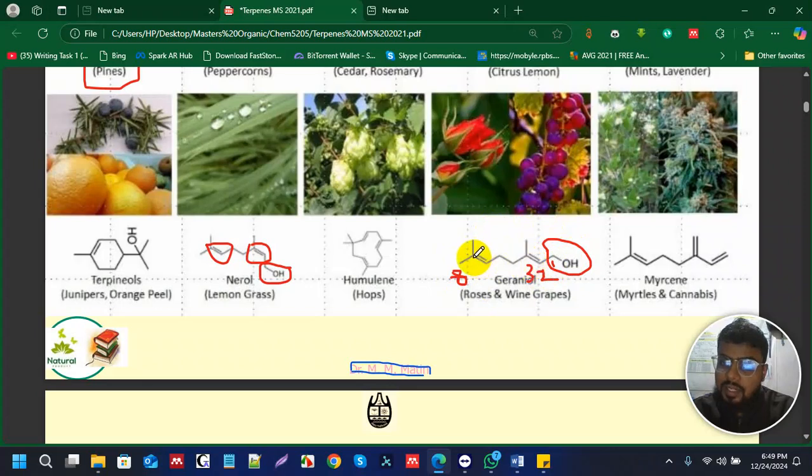3,7-dimethyl-octa-2,6-dien-1-ol. That is called geranyl.